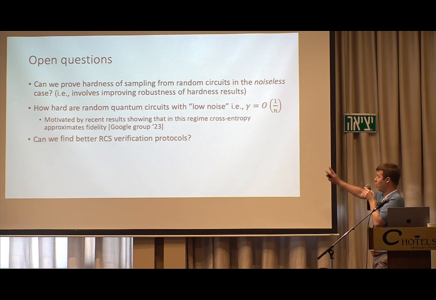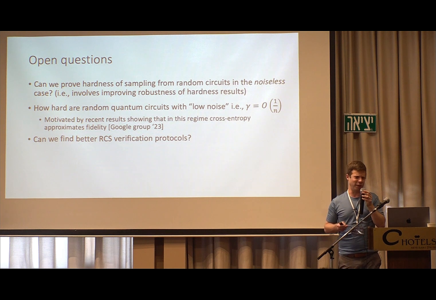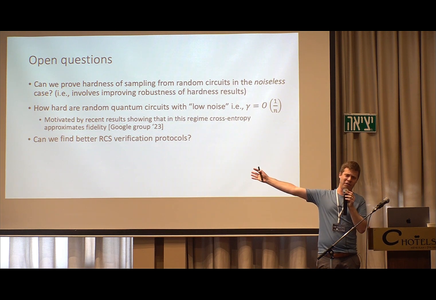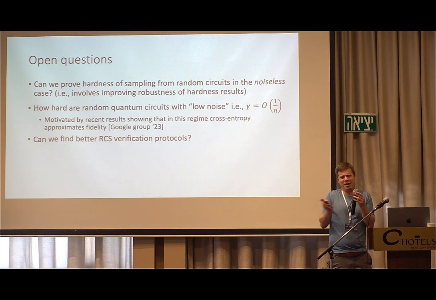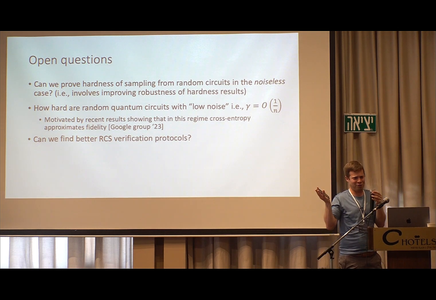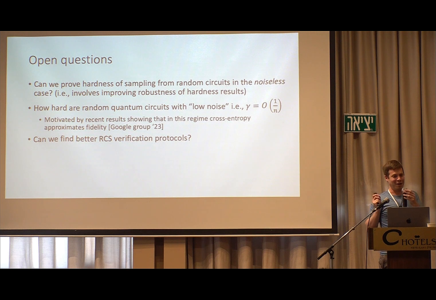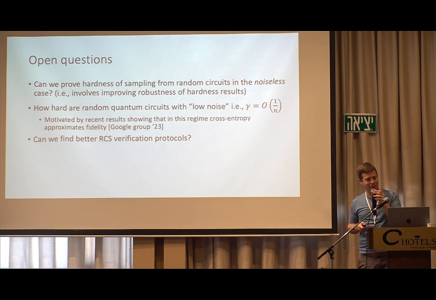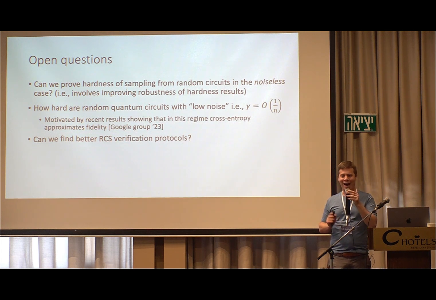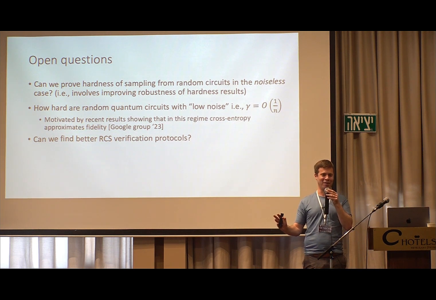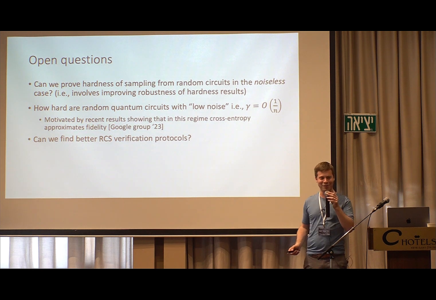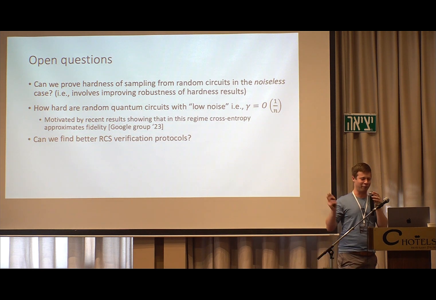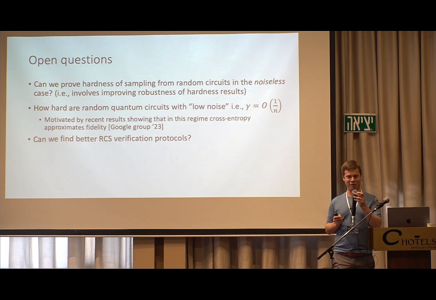And so it would be interesting to understand better the complexity of this regime, even though fundamentally as n scales, this is not such a reasonable model of noise, just because it means that your noise is getting better as your system size increases, which is a little bit strange. Okay, and then finally, of course, can we find better RCS verification protocols? I didn't even touch on this in this talk, something that is an extremely important topic. I could talk on and on about it. I won't bore you anymore. Let's stop there and take your questions.